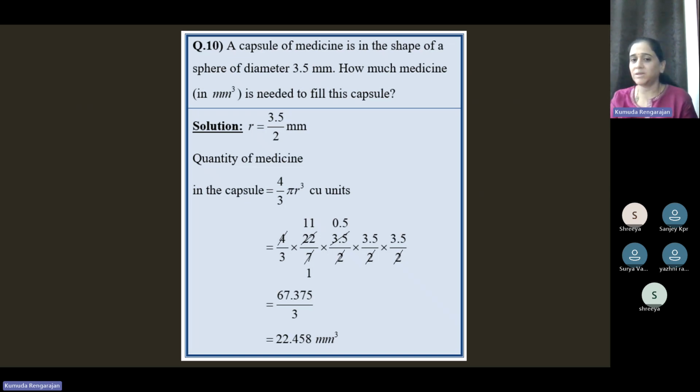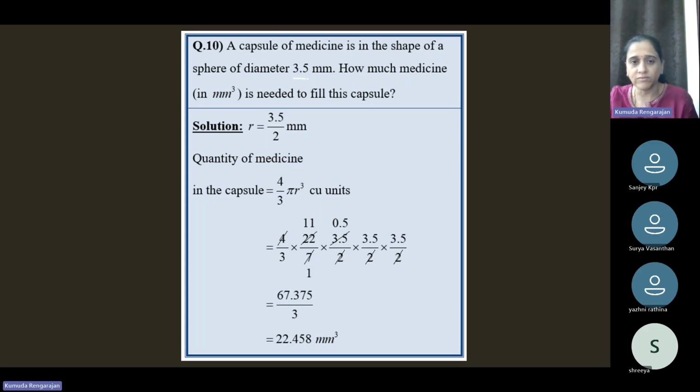Sphere, so 4 by 3 pi R cubed, and the diameter is 3.5, so radius is 3.5 by 2. I told you 3.5 by 2 is 1.75. You can take 1.75 as radius, or you can take 3.5 by 2 directly: 3.5 by 2 into 3.5 by 2 into 3.5 by 2. And that will be the quantity of medicine that is needed to fill the capsule.